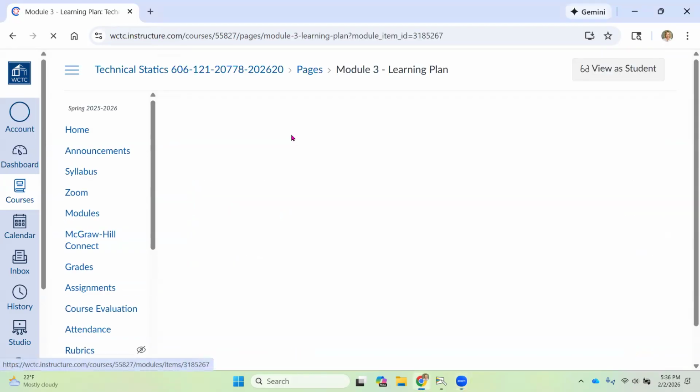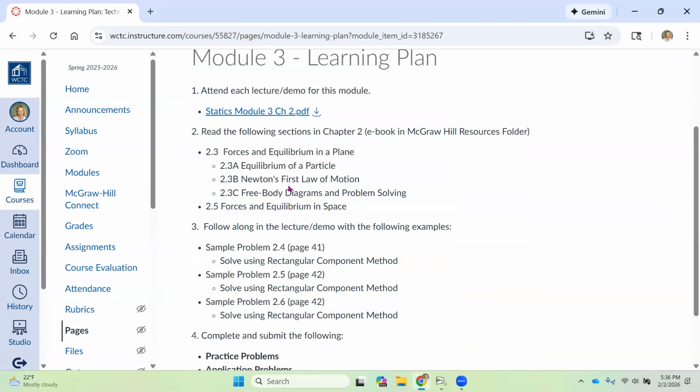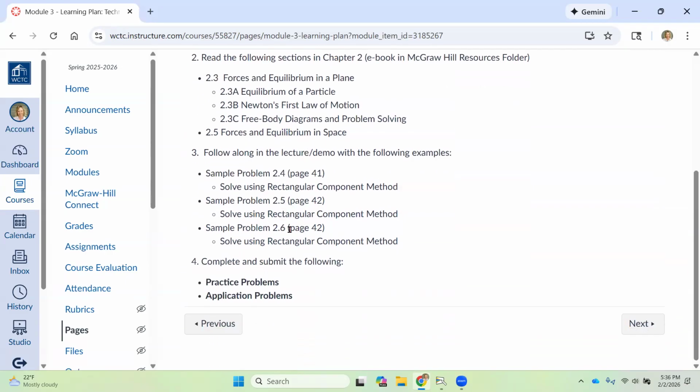As we look at our learning plan to get started here, you're going to notice I'll be using this PowerPoint to kind of guide us through, but we will be completing or looking at sections 2.3a, b, and c, okay, for this section. And then the problems that we're going to be working for practice problems are going to be the following sample problems. Sample problem 2.4, 2.5, and 2.6. This evening, my plan is to go over the first two, and then the next time we get together, we'll go over the third one as well as set up some homework problems, okay?